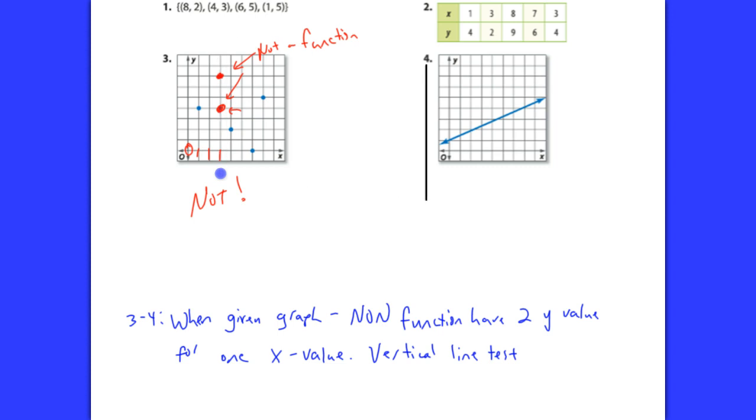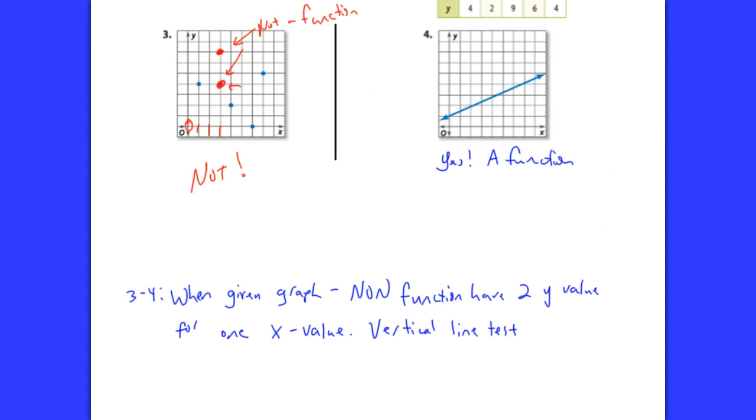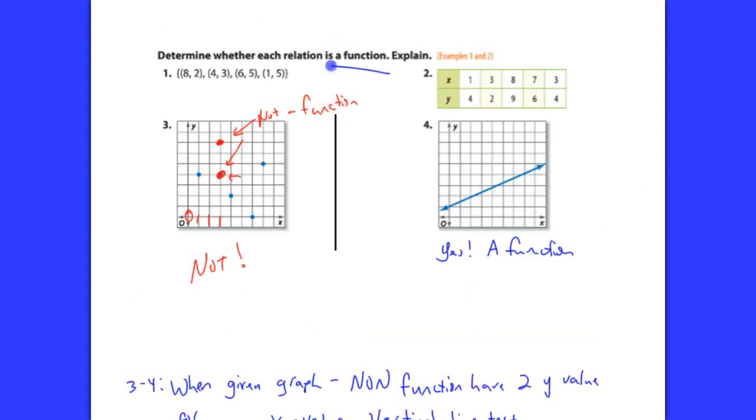Look at number 4. Okay, the blue line, that's the function. So as I slide this across, even though it's connected, at no time so far have I touched 2 points at the same time. Okay, that's the vertical line test. Because of that, you can say, yes, this is a function, because at no place is there two outputs for one domain. Okay, so that's how you answer the question, is something a function or not?